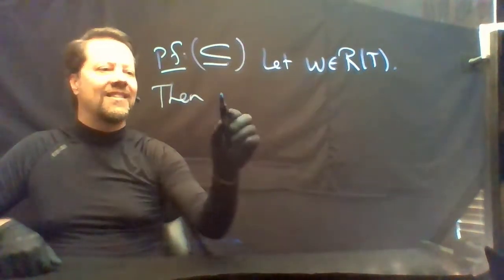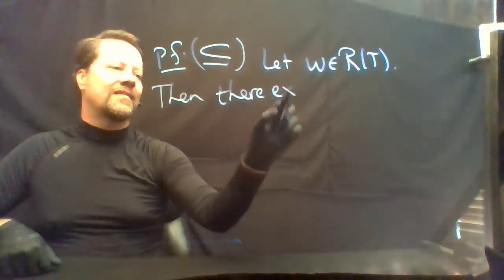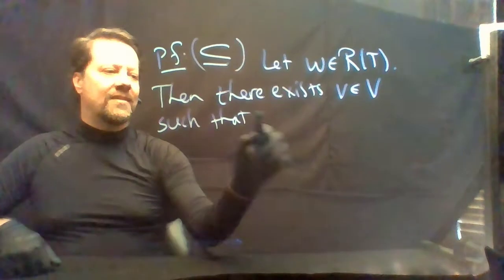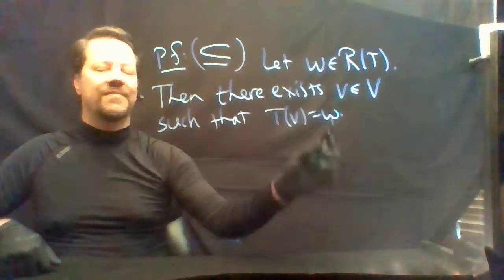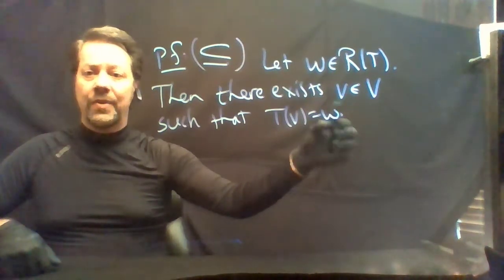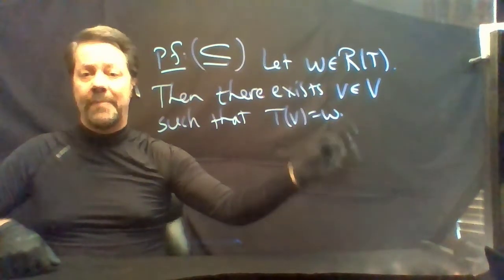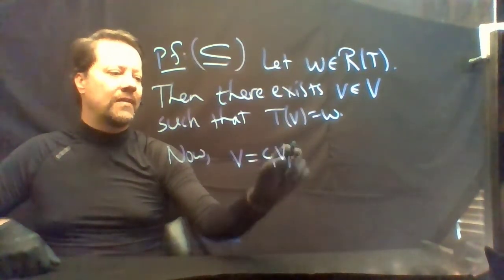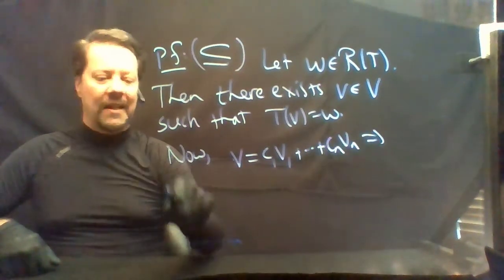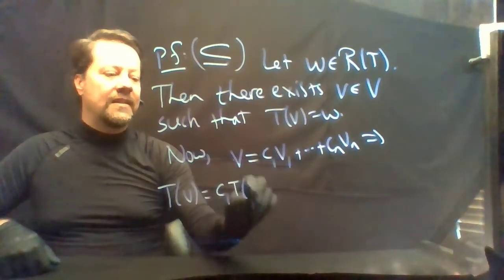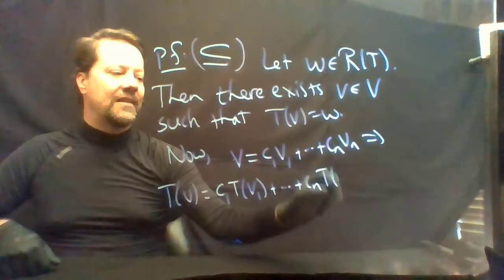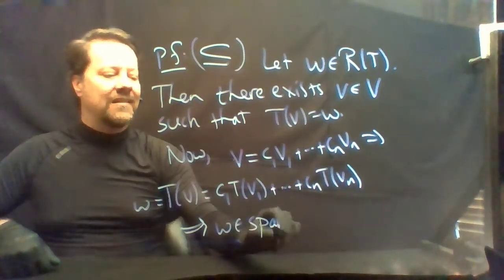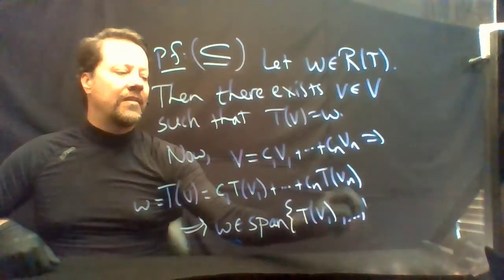What does it mean to be in the range? It means there exists v in the domain space such that T of v is equal to w. But v is in the domain space, so it can be expressed as a linear combination of elements in the basis for the domain space. There are unique constants c such that v is c1 v1 through cn vn, and that implies that T of v is c1 T of v1 through cn T of vn, and that implies that w is in the span of T of v1 through T of vn.